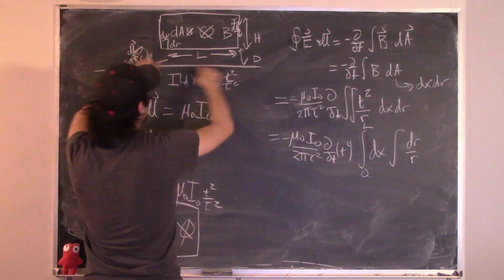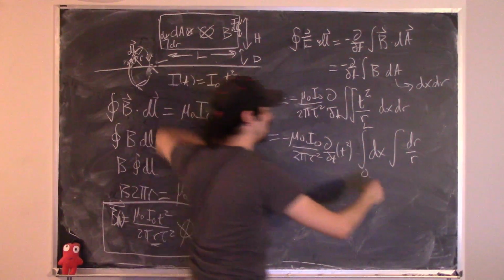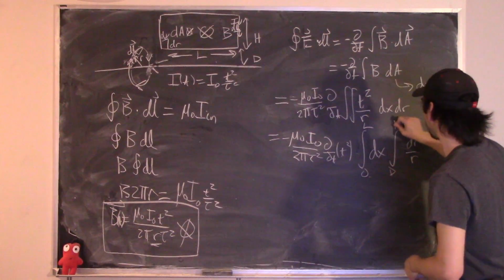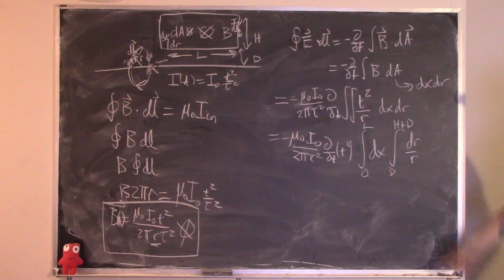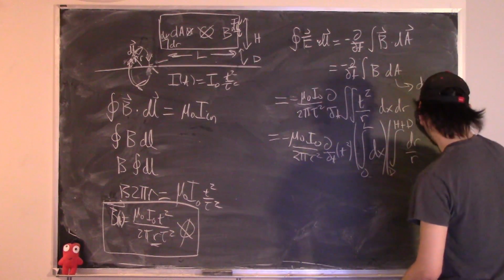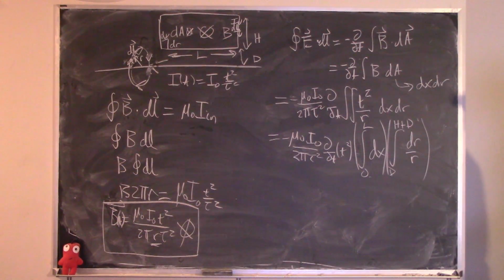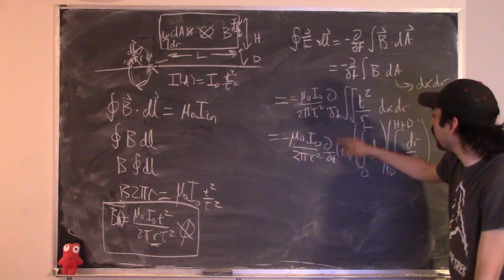And in r, this begins at d, so this is the distance d, and it goes up to a distance of h plus d. So this goes from d to h plus d. Okay? So now I just need to do these integrals, and like I said, these are independent of each other, so it's just the product of two one-dimensional integrals. And I'll also take the time derivative while I'm at it.